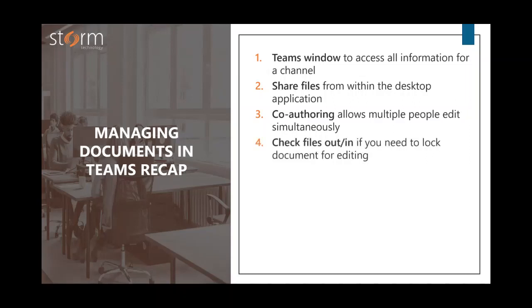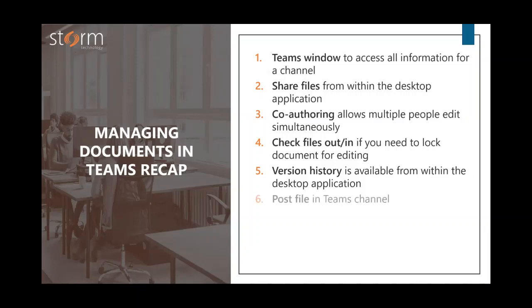If you don't want anybody else to come in and co-author with you, you must check the file out before you open it, and remember to check it back in when you're finished. Version history is available, and you get that from within the desktop application by going up to the title bar and clicking on the file name.